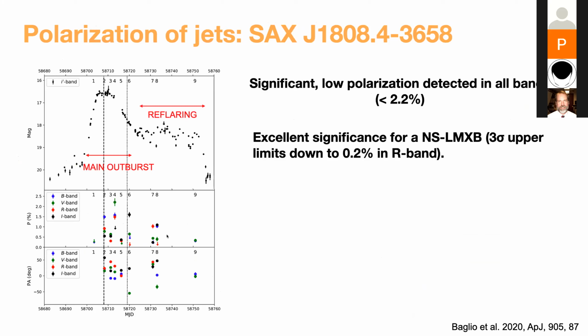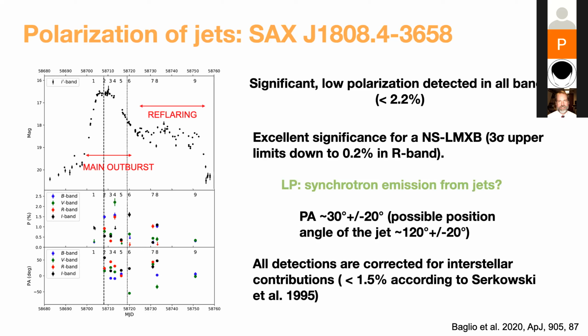As you can appreciate in the middle panel here, we have several significant but low detections of linear polarization in all bands, with a maximum polarization of 2.2% here. And I just want to highlight that the significance of these measurements is really excellent for a neutron star X-ray binary, with very small errors and also upper limits that go down to 0.2% in the R band, which I think is impressive.